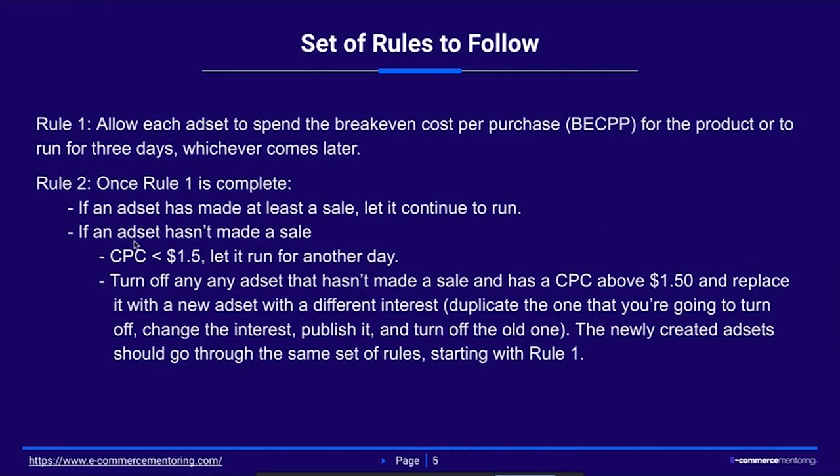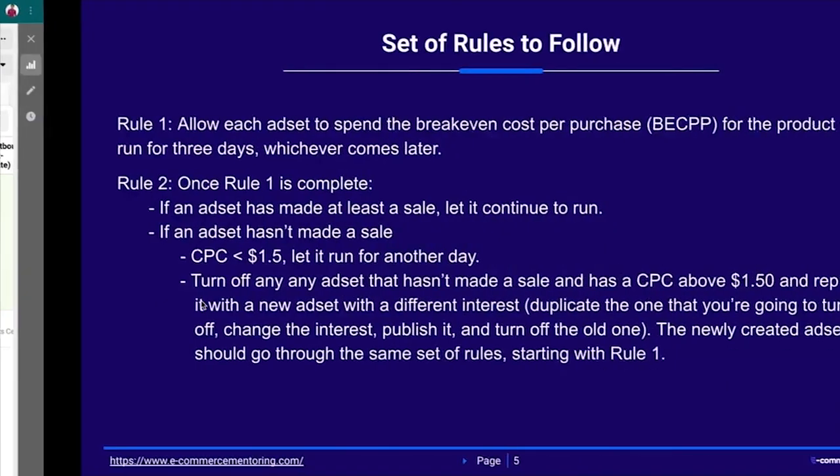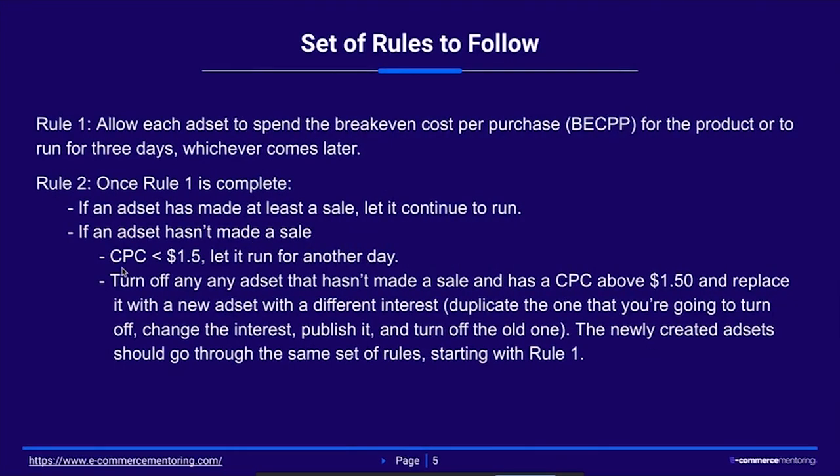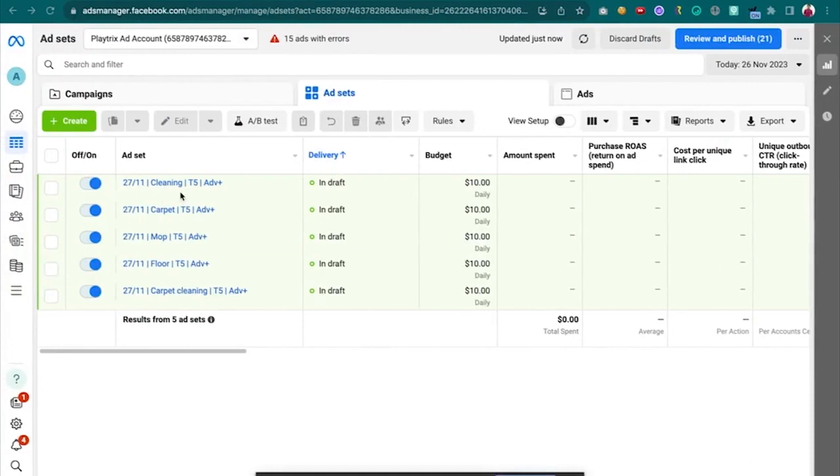The second thing is, if an ad set hasn't made a sale. So for example, let's say cleaning and carpet cleaning, these 2 ad sets have not given me a sale after $30 spent. Okay. In this case, what I'll check is, if CPC is less than $1.5, I will let it run for another day. Okay. So let's say in this, the cleaning ad set has not given me a sale after spending $30, which is the break even cost per purchase spent, but its CPC is under $1.5. Okay. Which is this one, cost per unique link click. If the CPC is less than $1.5, I will let it run for another day.